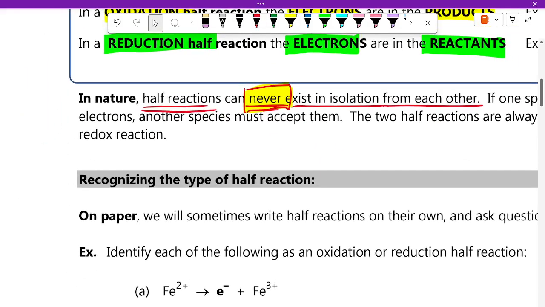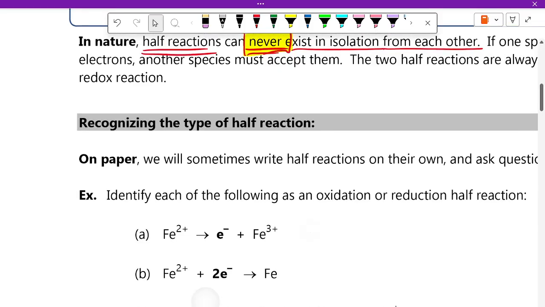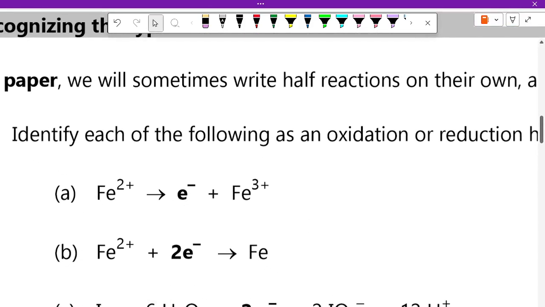All right, so let us get you guys to recognize from these three reactions, A, B, and C, which is an oxidation or a reduction. Once you've done that, check with your partner. I'm going to call some more names.